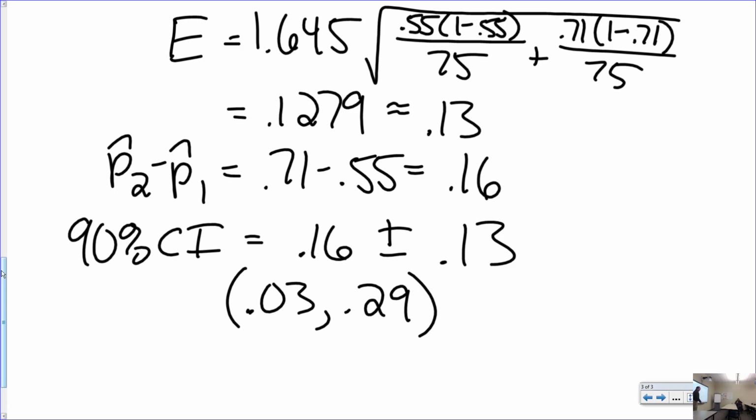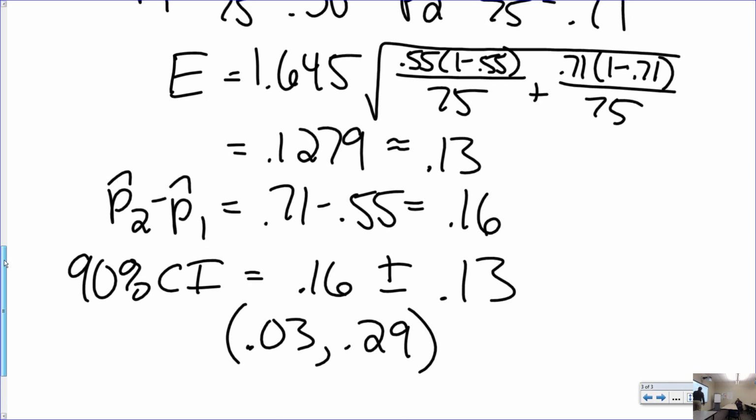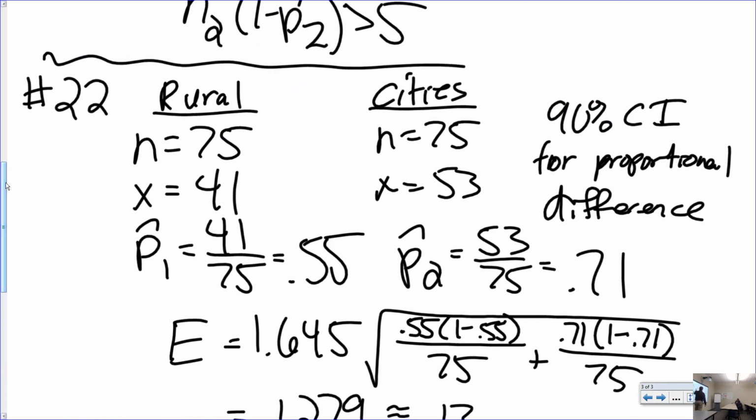All right, so not bad with the difference in proportions. Again, the key to this one, I wanted to make sure that you remembered how to calculate the proportions when you're given a sample, right? The whole X over N concept, all right?